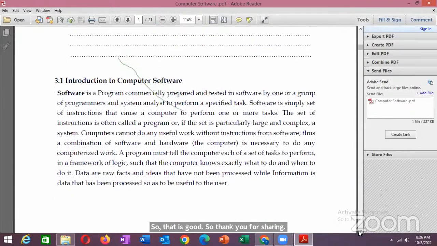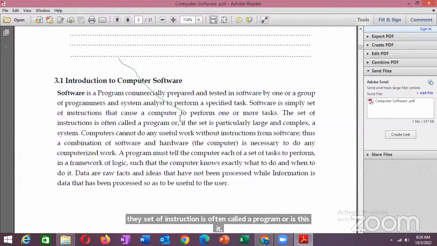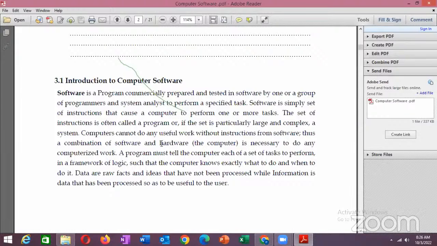The set of instructions is often called a program, or if the set is particularly large and complex, a system. A computer cannot do any useful work without instructions from software. Thus, a combination of software and hardware is necessary to do any computerized work. A program must tell the computer each of a set of tasks to perform in a framework of logic, such that the computer knows exactly what to do and when to do it.